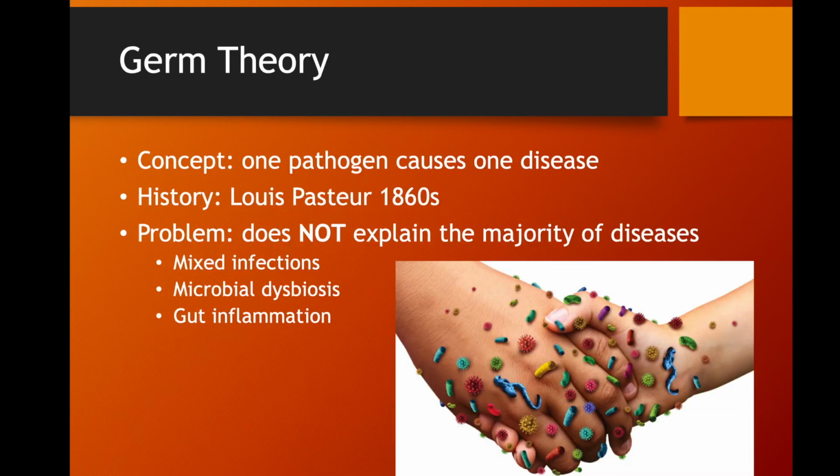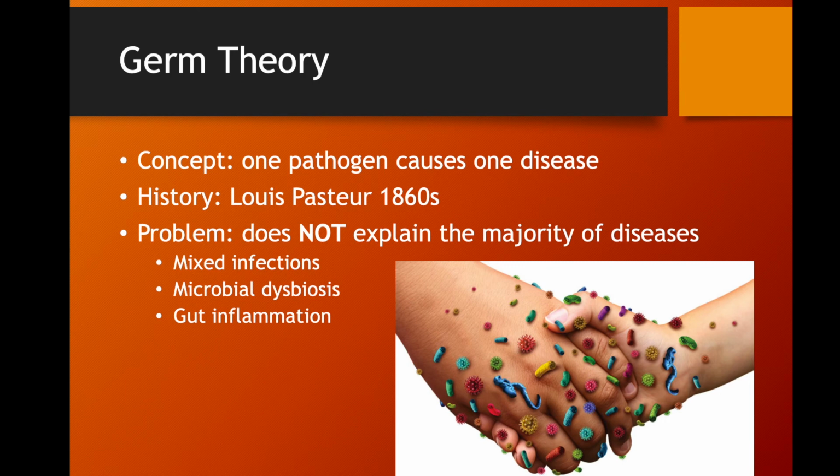So let's talk about germ theory for a minute, and you'll find this in chapter 1. The concept here is that one pathogen causes one disease. The history of this, you can read about, goes back to the 1860s with Louis Pasteur and other scientists who really began to pinpoint diseases and disease-causing tiny agents, right? And there's some really, really cool history behind this, and I urge you to go read about it if you have the time to do it.